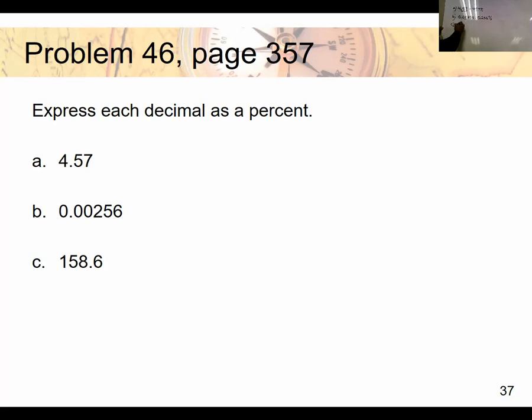And 158.6 as a percent. Okay. 2 to the right, it'll be behind the 0. And of course, you have to add a 0 so that you can move it 2 places to the right. So it'll be 15,860%. All right, any questions on this particular problem, number 46? Okay.